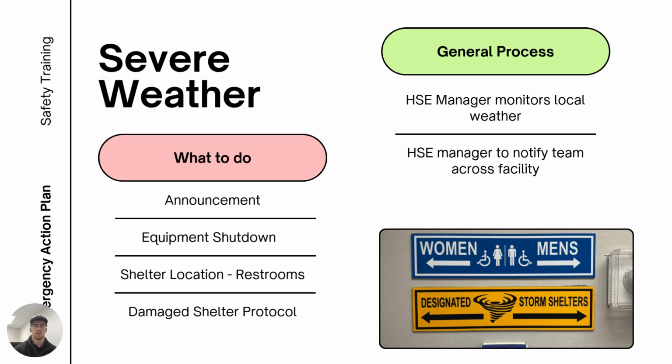So just to kind of wrap this up, weather can be unpredictable. Our response shouldn't be. So make sure we follow the plan, stay alert, and ask questions if unsure. Safety is a team effort.